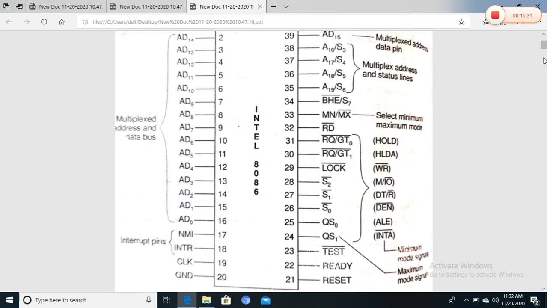Next is NMI, non-maskable interrupt. That pin is pin number 17. This is an edge triggered interrupt request, which causes two types of interrupt. NMI is non-maskable by software. Non-maskable by software means we write a program, any program, and in that program there is an instruction mistake or any other mistake, then that interrupt is a software interrupt.